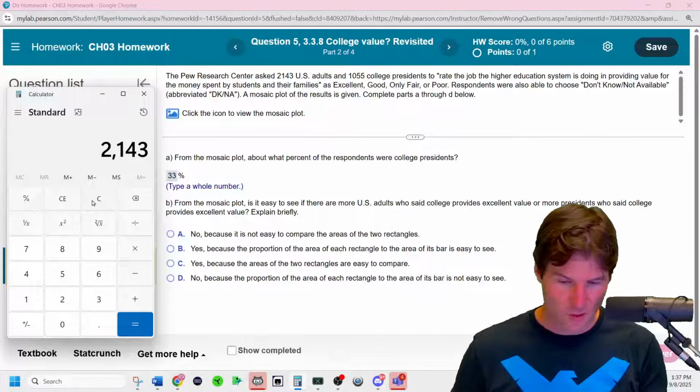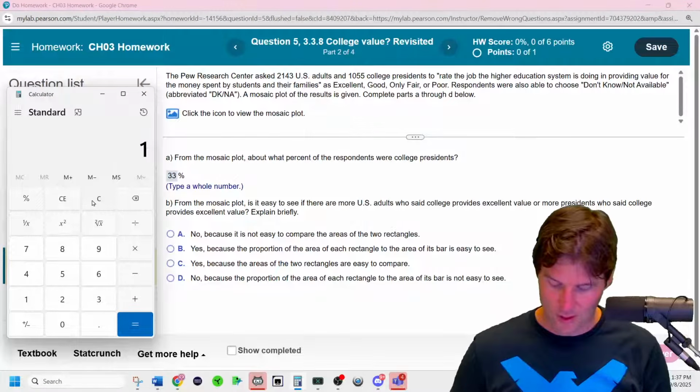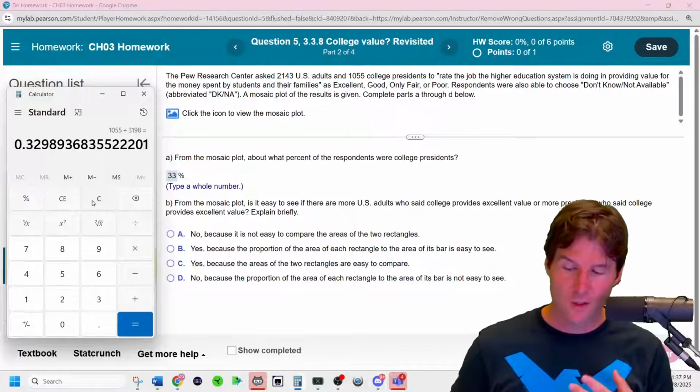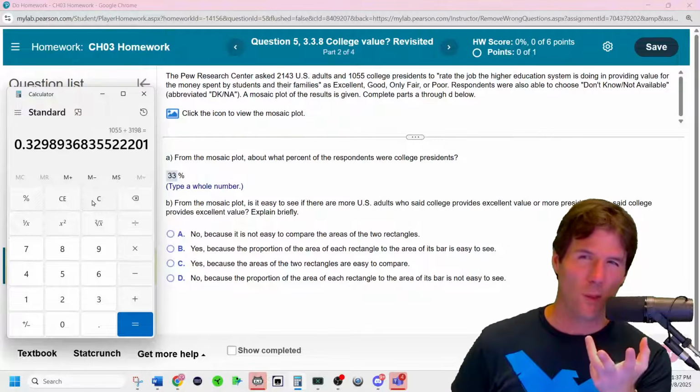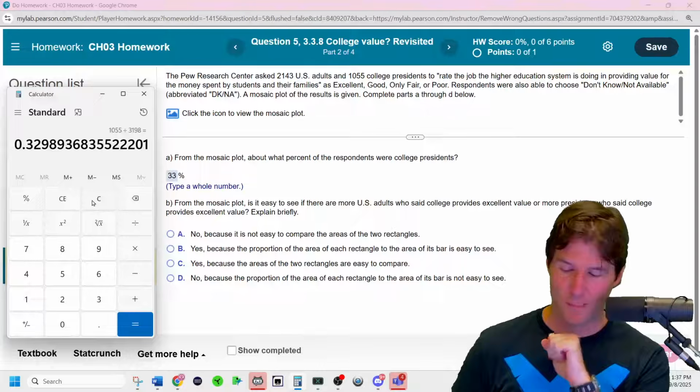2143. That's how many adults there were from the top of the screen, plus 1055. And then you can take this number here, 1055, divided by that total, and you can see the question has a little bit of leeway. So it's about a third. But you can also find the exact math, double check your math, and it should be right.